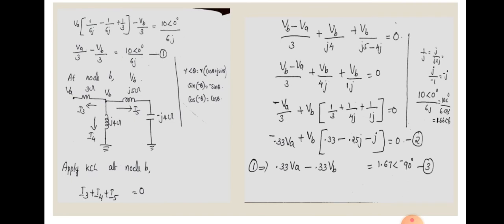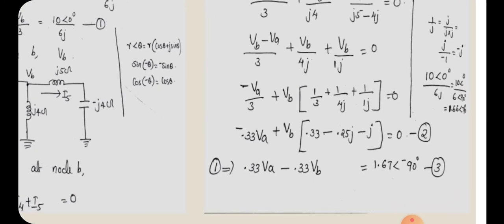See, you should know how to change polar form into rectangular form and rectangular form into polar form. And then you should also know how to divide one polar form by another polar form. Those things you should recollect from your first year classes. Okay, and for this problem I have done the steps of how to convert rectangular form into polar form. Here you can see 6J is converted into 6 angle 90 degree.